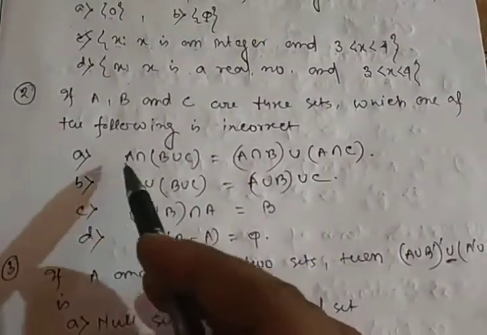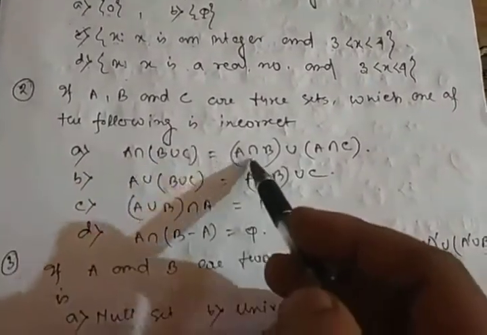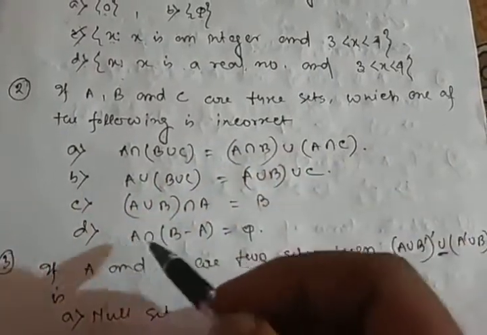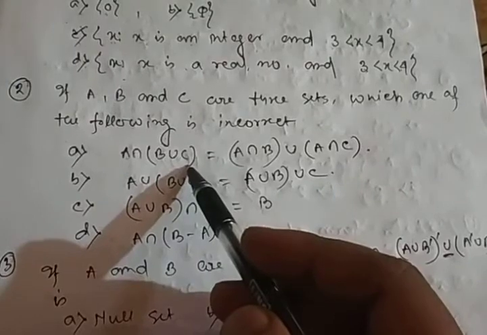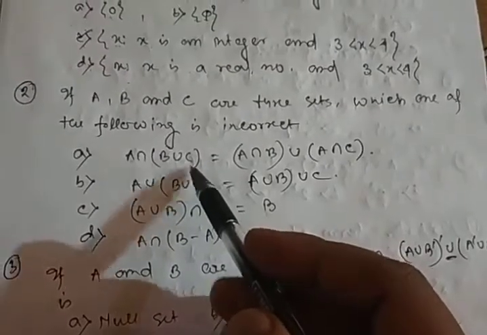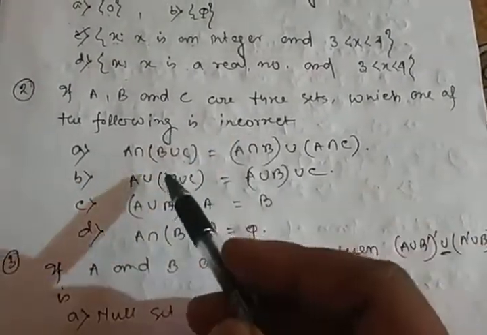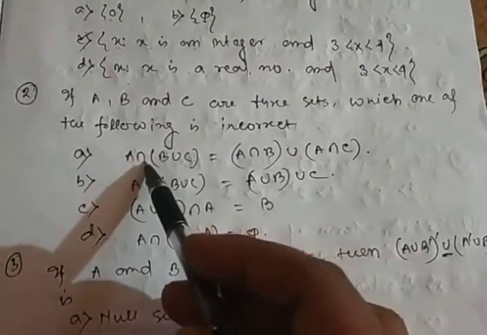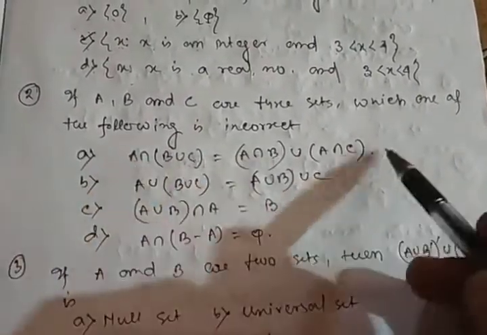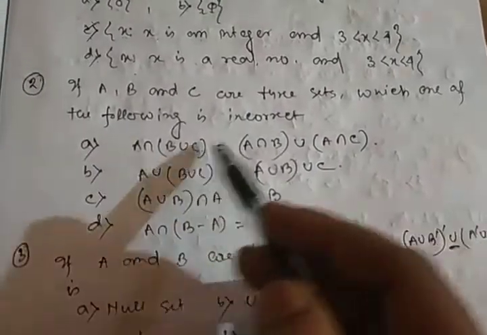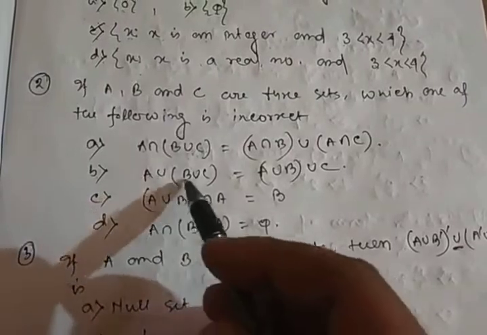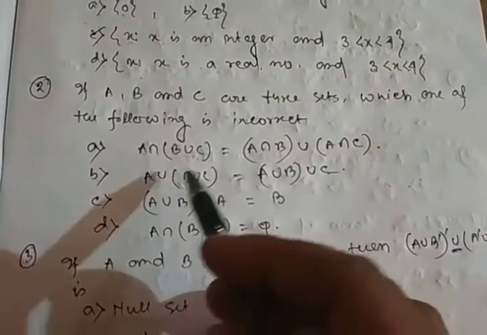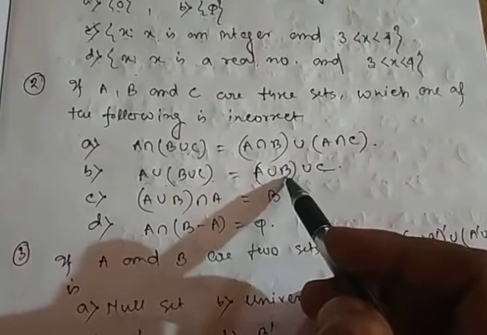Now the first option is A intersection (B union C) is equal to (A intersection B) union (A intersection C). Now we know that this is the laws of algebra of sets, the distributive law, right? A intersection (B union C), which is intersection over union, so this option is correct. This is a correct statement. Now option B, A union (B union C) equals (A union B) union C, this is also a law of sets which is the associative law.